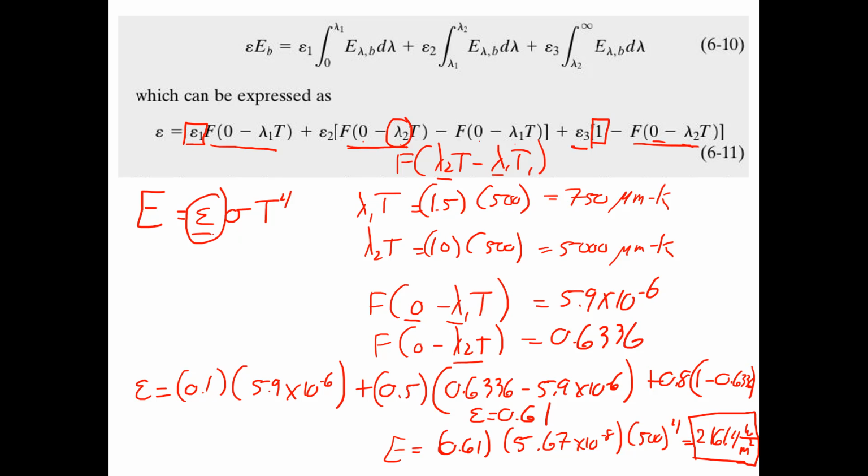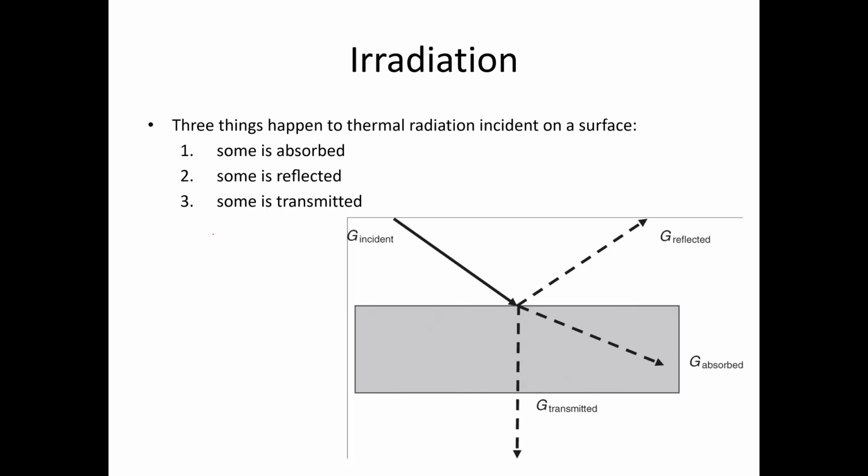So let's go ahead and move on to looking at irradiation. So what's irradiation? Irradiation is just basically the thermal radiation from the sun incident on the surface. When it hits a surface, a few things happen. Some of the thermal energy gets absorbed, some of it is transmitted through the object, and some of it is reflected.